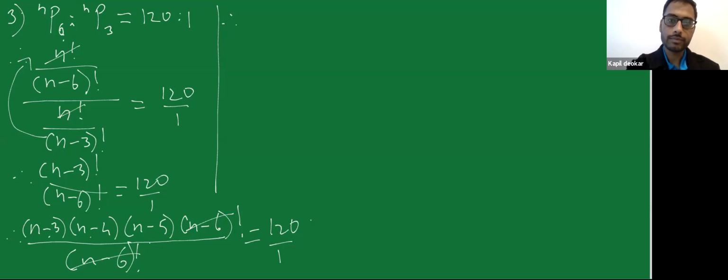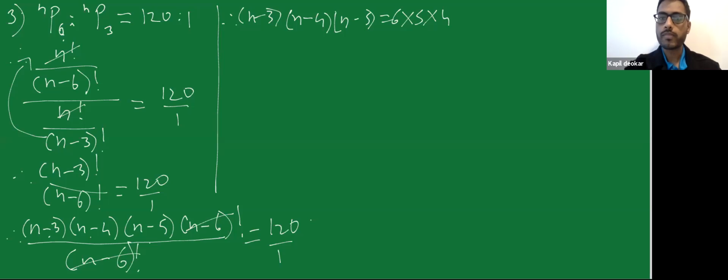Okay, therefore I can write this as multiplication of 3 terms, n minus 3, n minus 4, n minus 5, as 6 5s are 30 into 4, and then compare. n minus 3 is equal to 6, therefore n should be equal to how much? 6 plus 3 is equal to 9. Okay, let us see the next question.